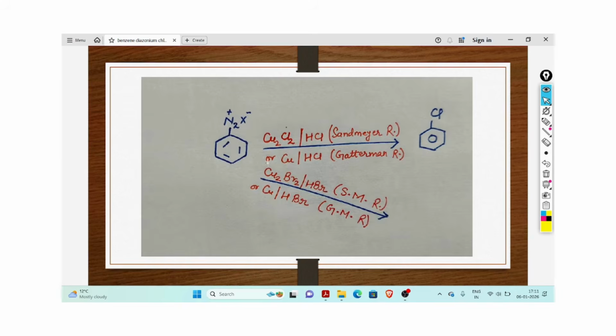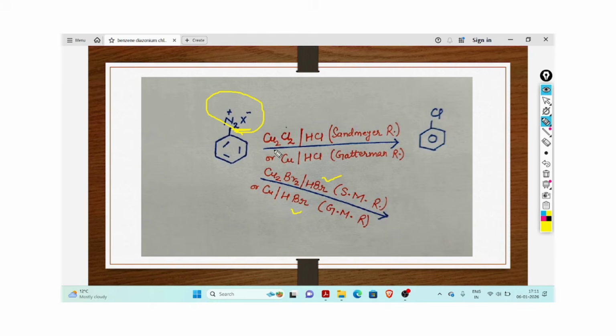Let's see the second reaction. Now again you have your benzene diazonium salt. This time we are treating this molecule with Cu2Br2 in presence of HBr. Again, what is the easy trick? You will remove this N2X and in place of this N2X you will apply Br. This is again Sandmeyer reaction. If it is Gatterman reaction, your catalyst is Cu in presence of HBr. Again, the later part of the molecule is Br. So you will remove this N2X and in place of it, apply Br. So this is your product.